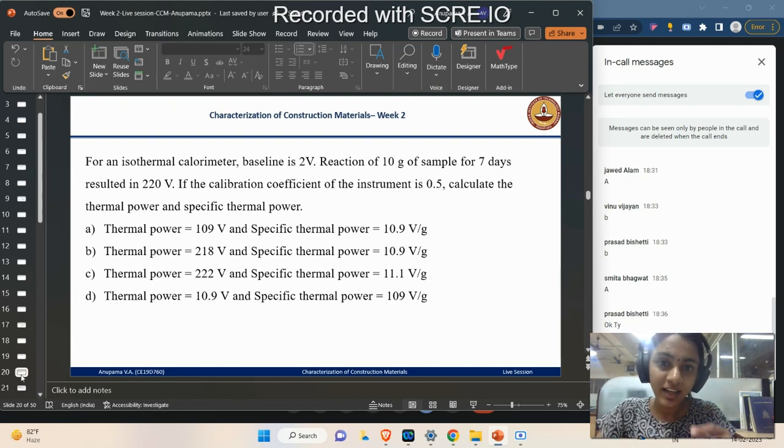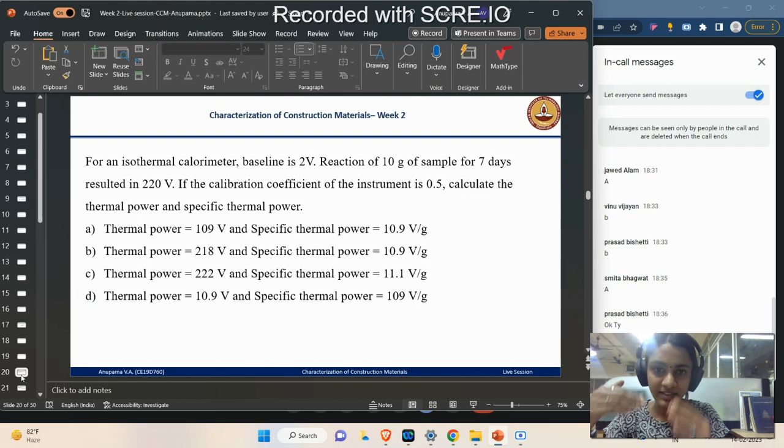Reaction of 10 gram of sample for 7 days resulted in 220 volt. If the calibration coefficient of that particular instrument is 0.5, then calculate the thermal power and specific thermal power.